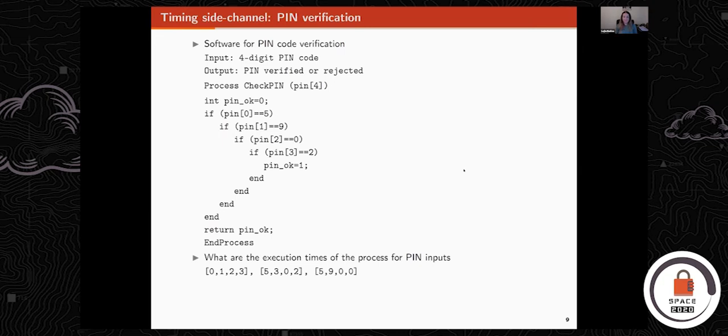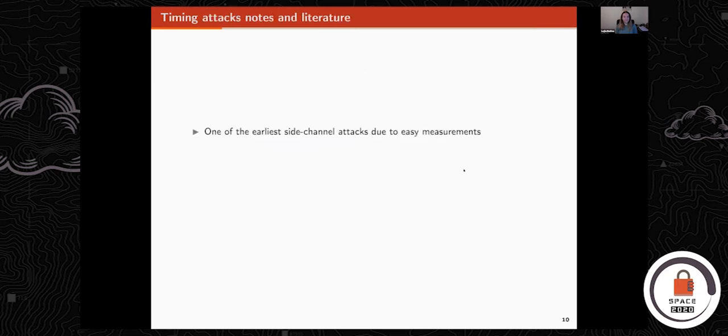execution times for the following inputs, you can see that they will be very different, from 0123 going on towards 5900, because the time will increase as you move on, since every time one more digit is becoming correct. So this code is running longer and longer until we have the actual PIN. So that's a simple example.